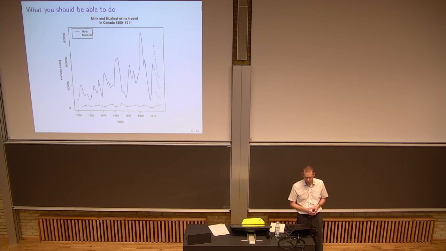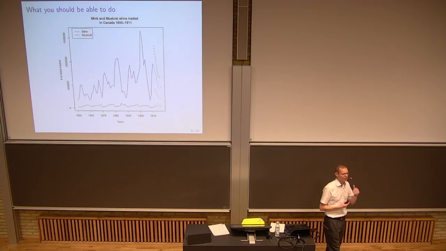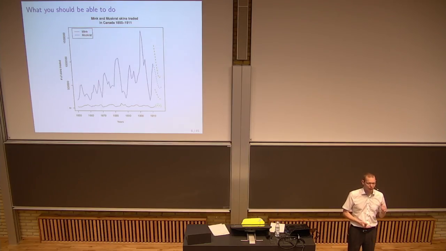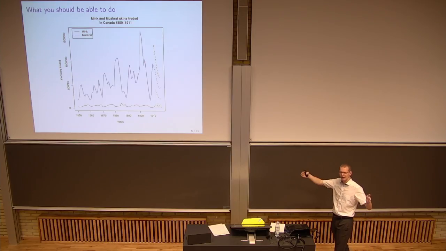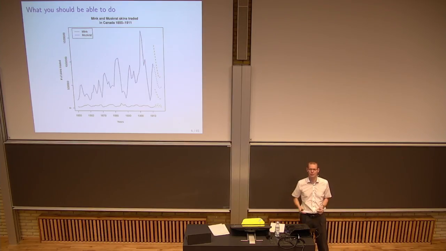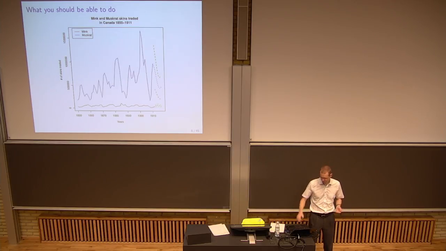So what we want is a prediction interval. We're, say, 95% confident that the number of muskrat skins will be in this range. Likewise, the mink skins will be in that range. Then we can say with a larger probability that something is going to happen. It doesn't mean that things will not fall outside.